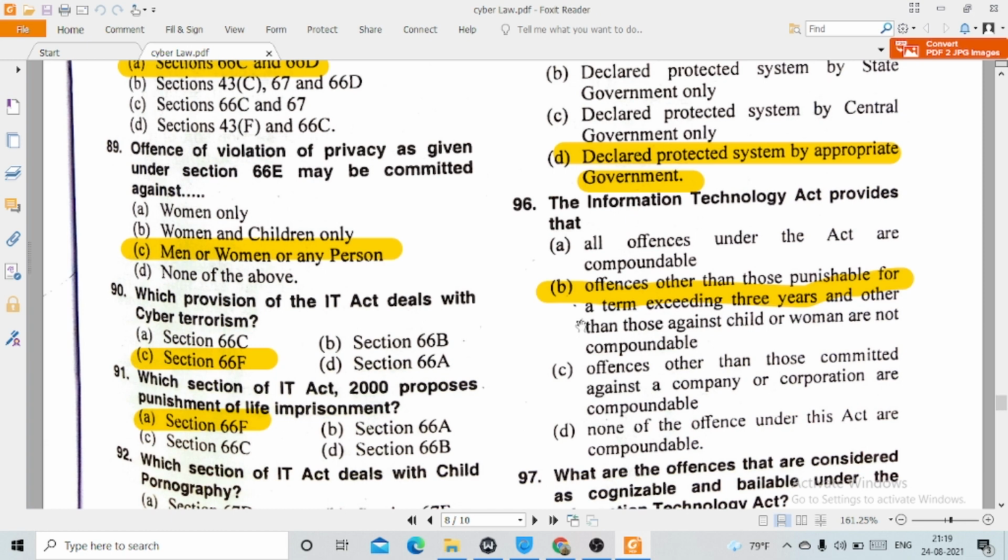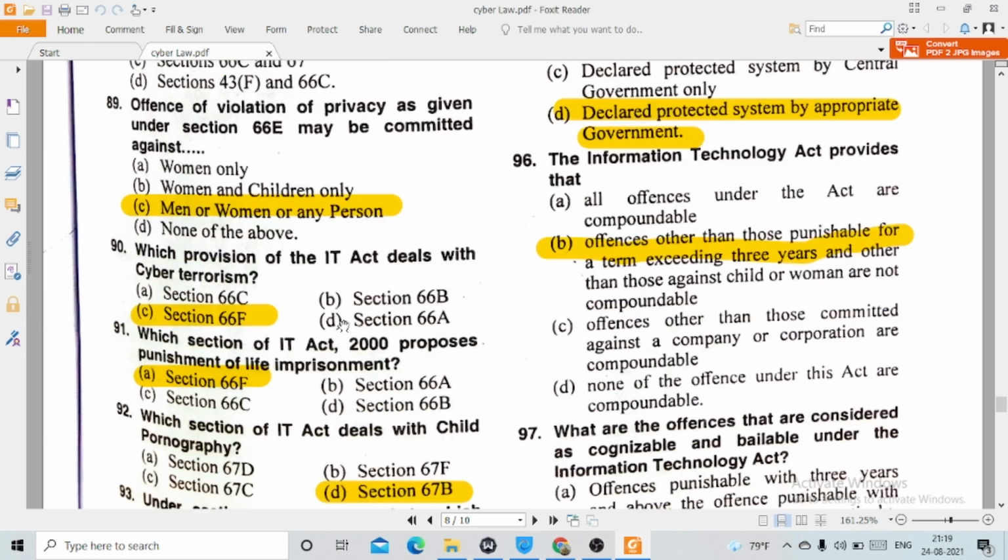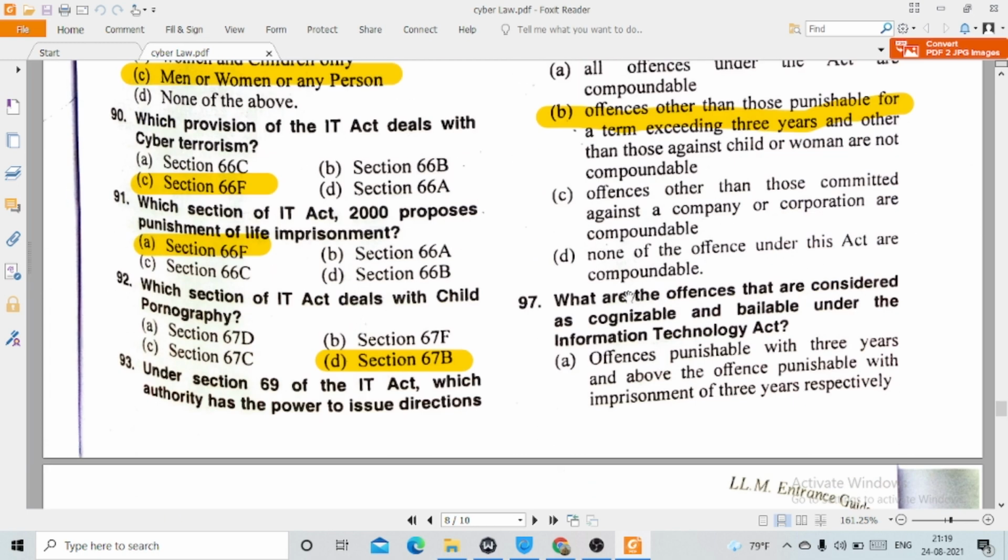91. Which section of the IT Act 2000 proposes punishment of life imprisonment? Section 66F. So 66F deals with cyber terrorism and the punishment prescribed is imprisonment for life. Question number 92. Which section of the IT Act deals with child pornography? Again, a very important section. This is option D, Section 67B.